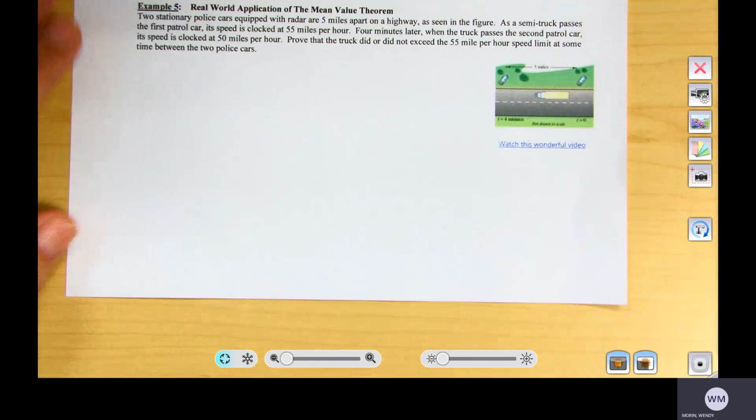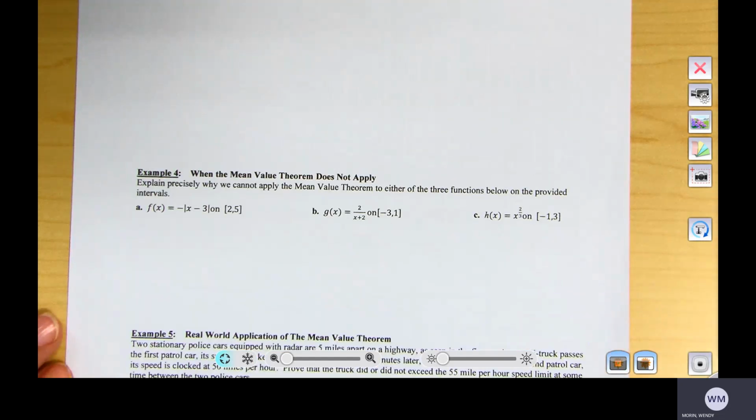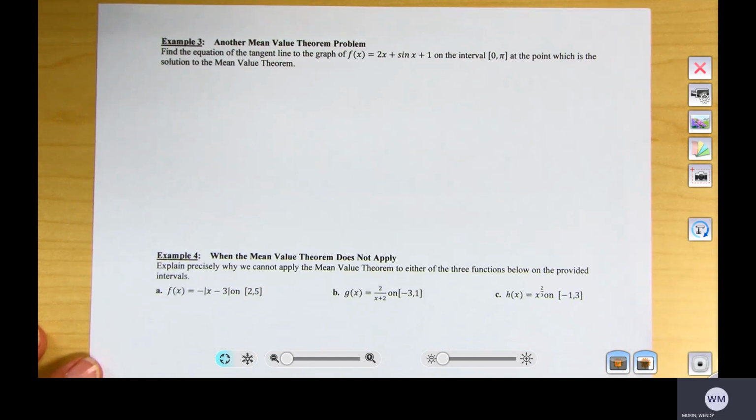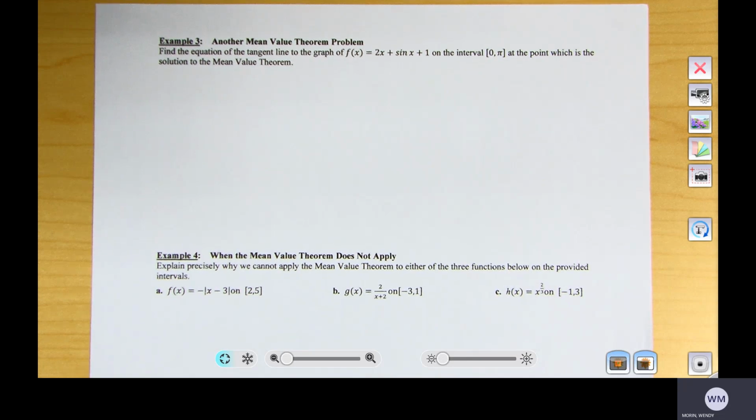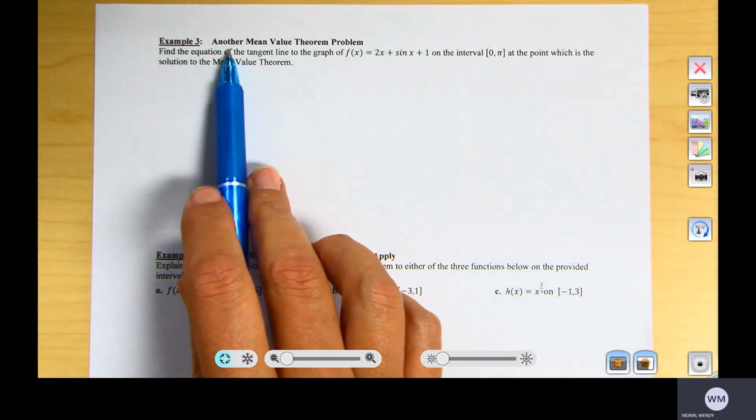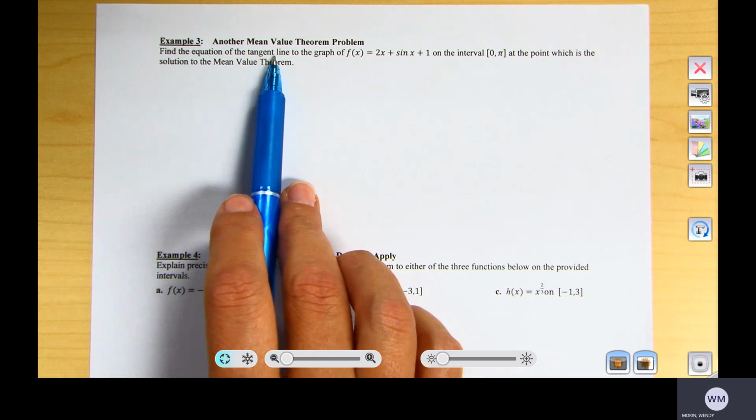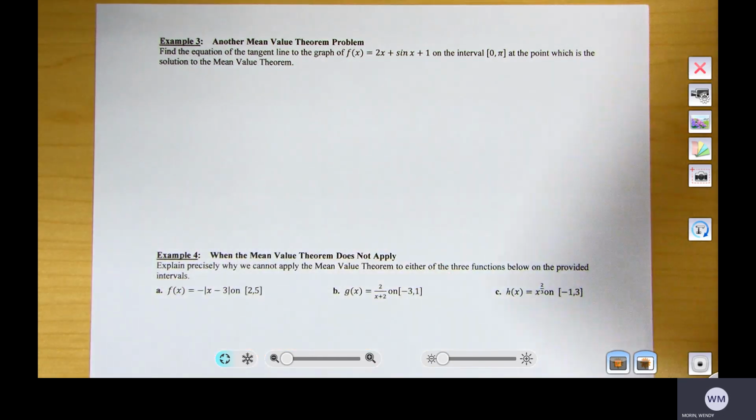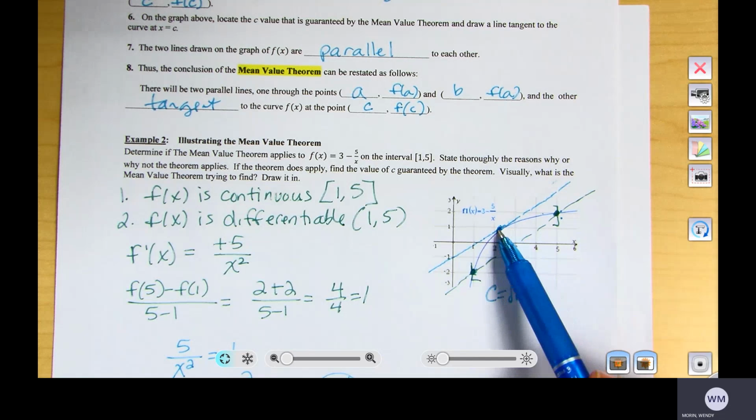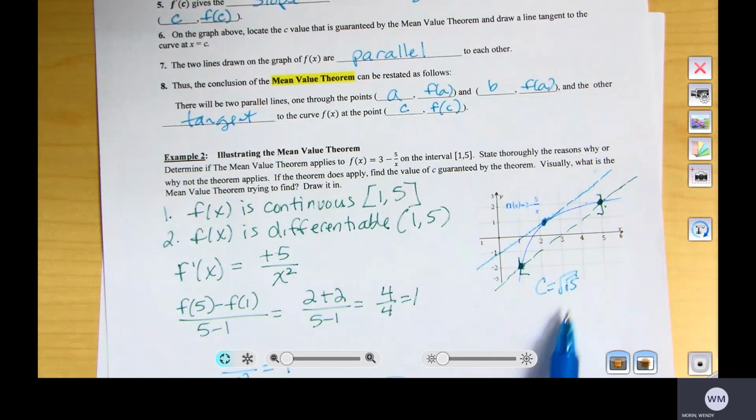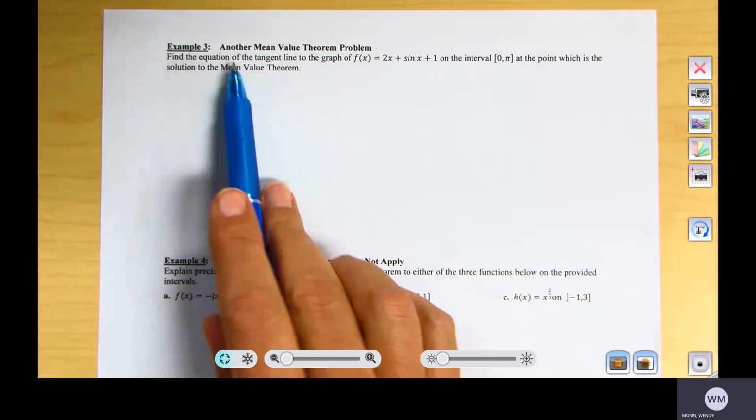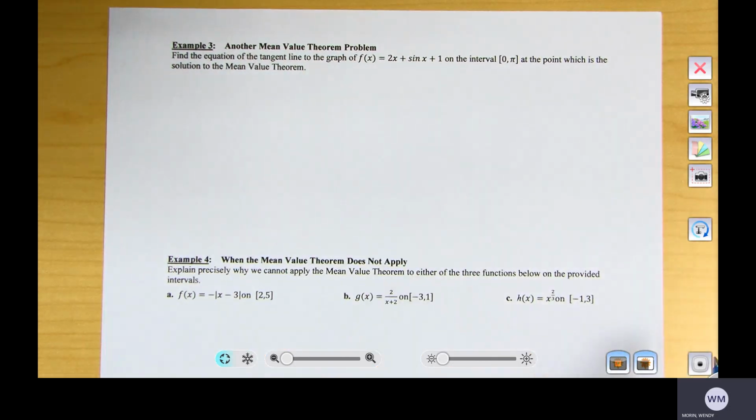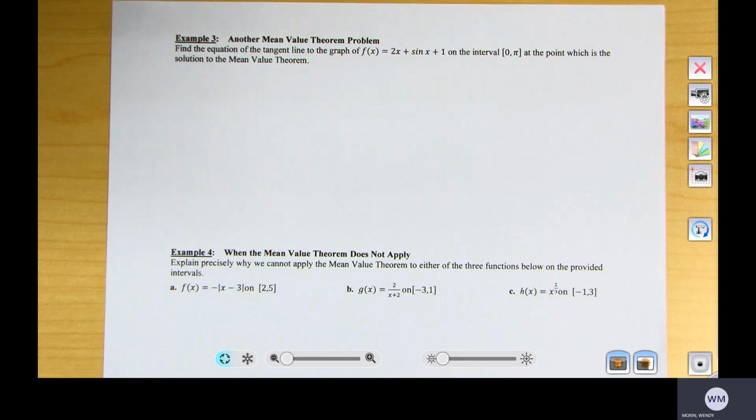Okay? All right. So you are going to do these problems here. Okay? You are going to find the equation of the tangent line to the point. So here you have the point and you have the slope. They want you to actually not just find the C value, but they want you to find the equation of the tangent line. So you have to go a little bit further.